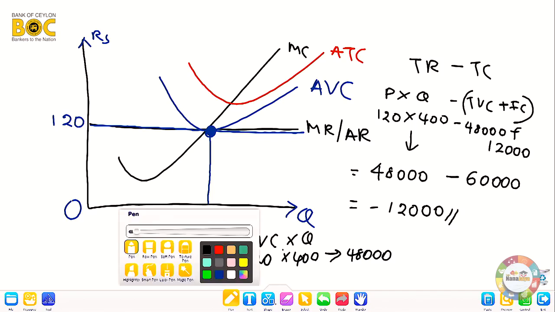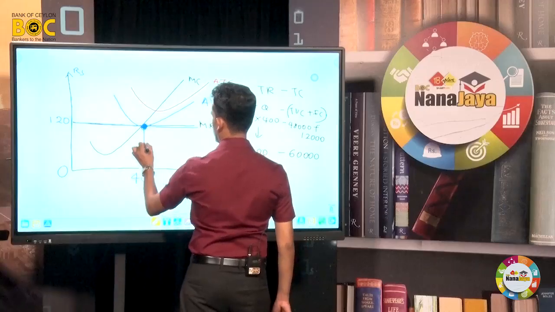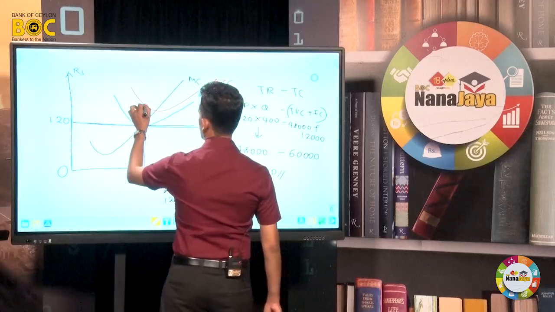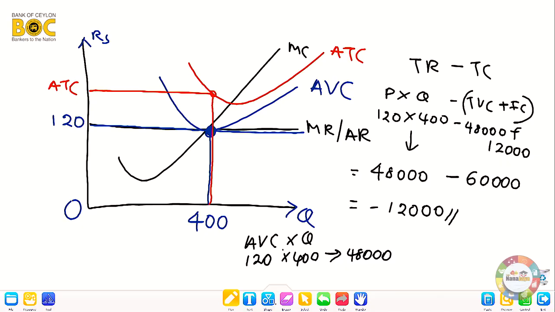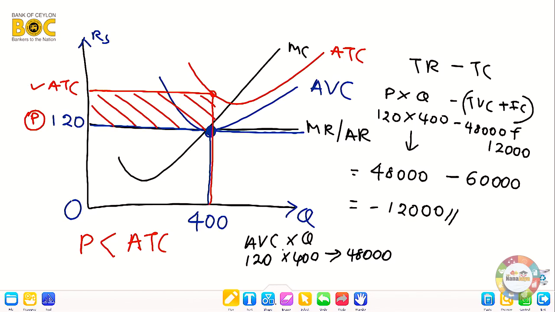Actually, this loss can be shown by moving along this quantity. We get the corresponding ATC. This is the ATC at the equilibrium output. So, price is this, ATC is this. In this situation, price is less than the average total cost. So, this whole rectangular area shows the loss of the firm, because the average total cost is greater than the price of the firm at the equilibrium output.